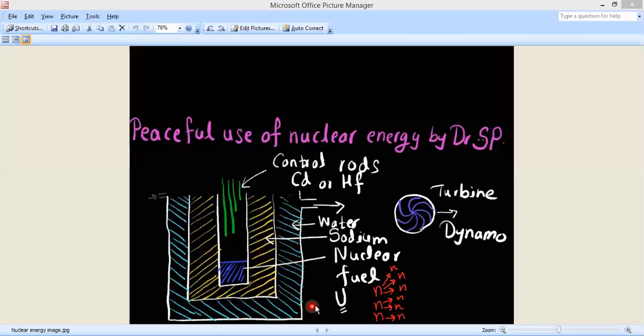Okay, so coming back to the question, why is sodium used? See friends, sodium gives us a range of temperatures. If you think of it, the boiling point of water is 100 degrees Celsius, and the melting point of sodium is about 97.8 degrees Celsius. That means before the boiling point of water, your sodium melts, and that molten sodium absorbs the energy that is coming from the reactor.